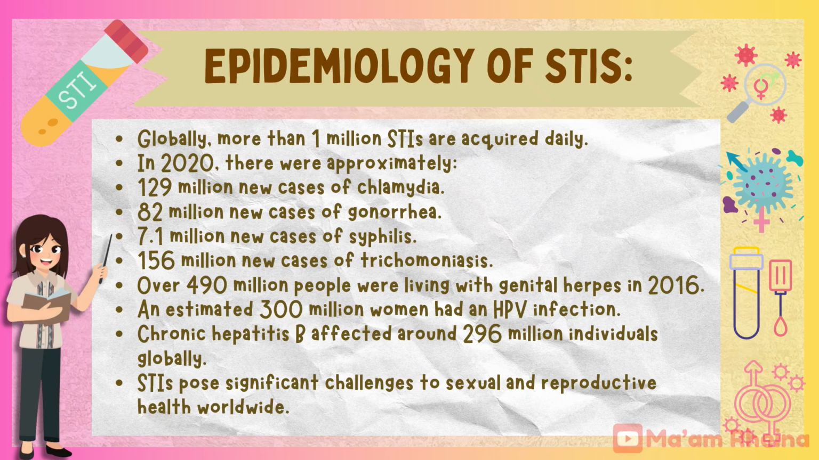Looking at other data, as of 2016, over 490 million people were living with genital herpes. Around 300 million women had an HPV, human papillomavirus, infection, which is linked to several types of cancer. Chronic hepatitis B affected about 296 million individuals globally.